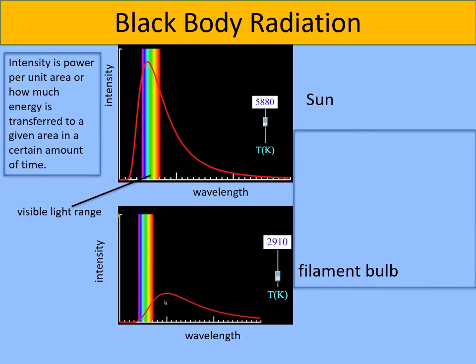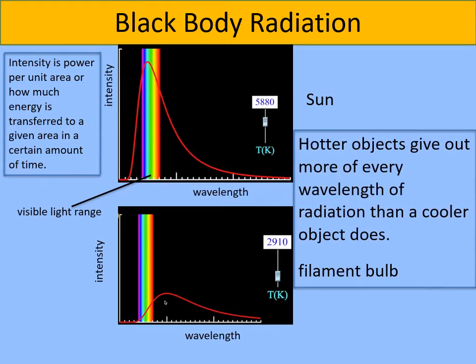As the temperature goes up, the peak moves towards the left, and the wavelength gets smaller. Now, hotter objects give out more of every wavelength of radiation than a cooler object does. Okay, so that's worth remembering.